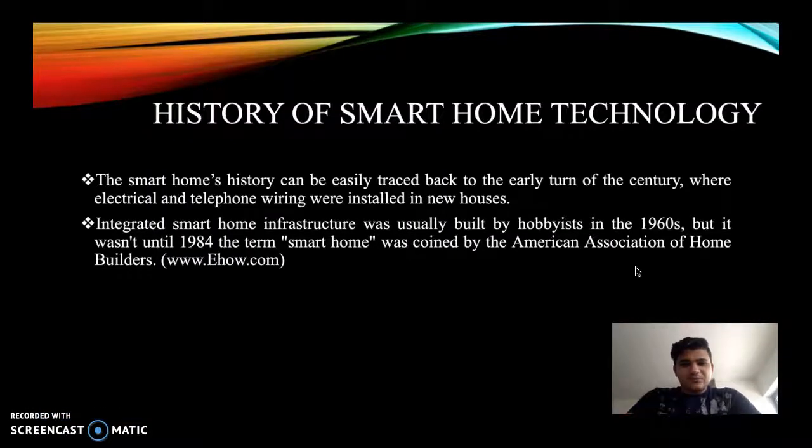History of smart home technology. The smart home's history can be easily traced back to the early turn of the century, where electrical and telephone wiring were installed in new houses. Integrated smart home infrastructure was usually built by hobbyists in the 1960s, but it wasn't until 1984 that the term smart home was coined by the American Association of Home Builders.